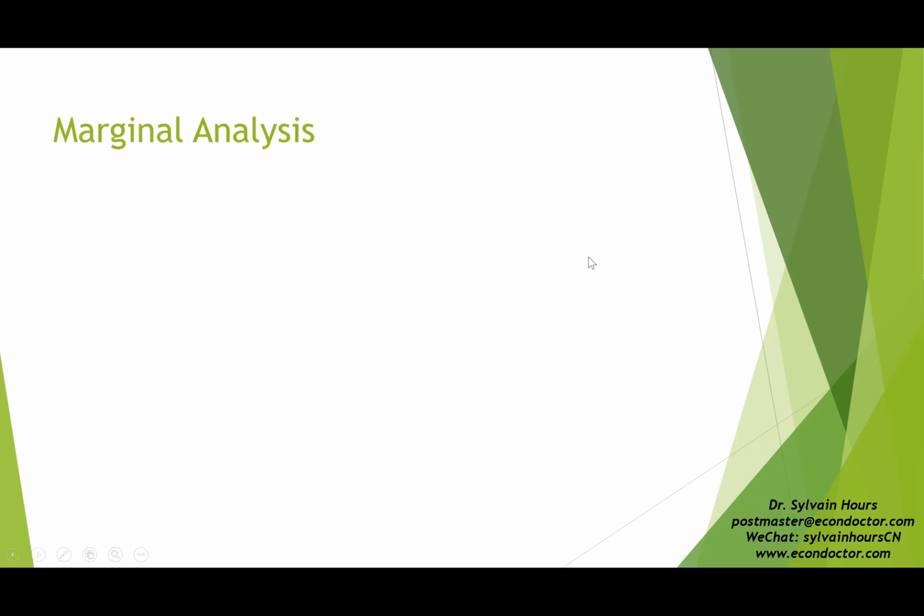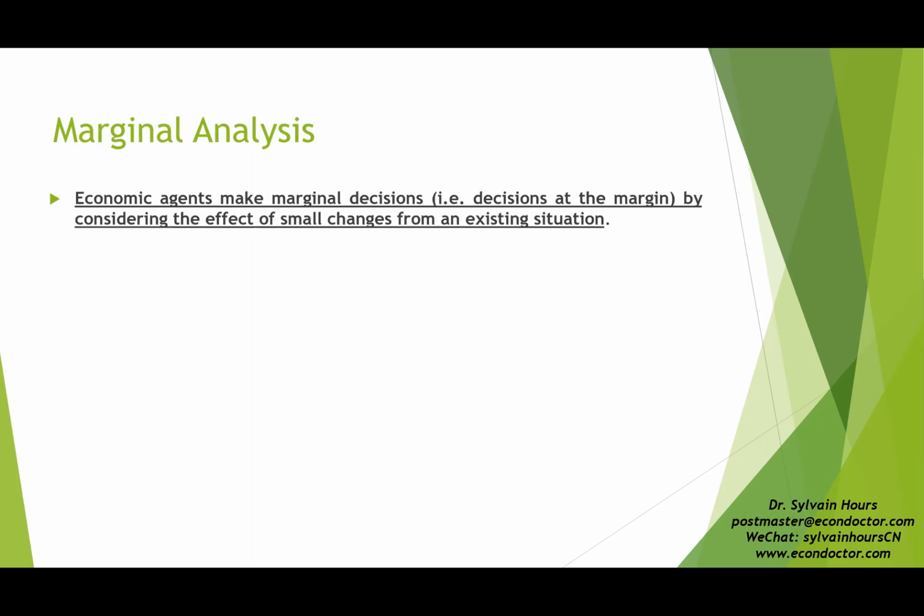Then once we are done with that, that's all, right? Really about positive and normative statements, that's all they must know. It's quite simple. Then you can introduce the concept of marginal analysis, which is something that might be a bit tricky at the beginning. What does it mean to make a decision at the margin? So here's a definition. Economic agents make marginal decisions, or decisions at the margin, by considering the effect of small changes from an existing situation.